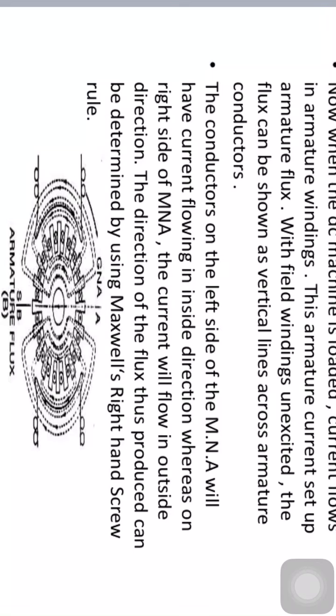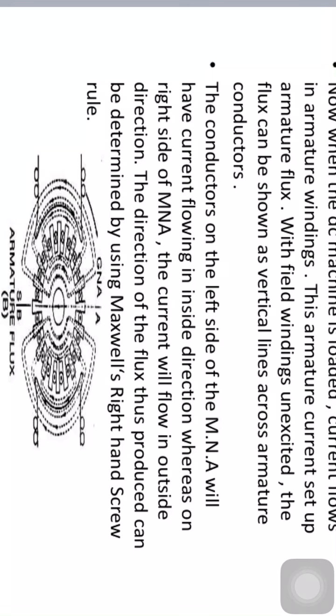Flux due to current flowing in armature conductors alone. The armature conductors to the left of GNA carry current in cross, and those to the right carry current dot. The direction of magnetic lines of force can be found by corkscrew rule. It is clear from this one. The armature flux is directed downward, parallel to the brush axis.